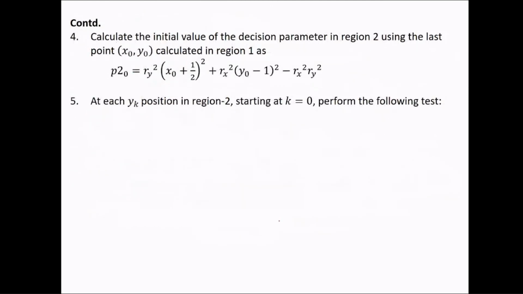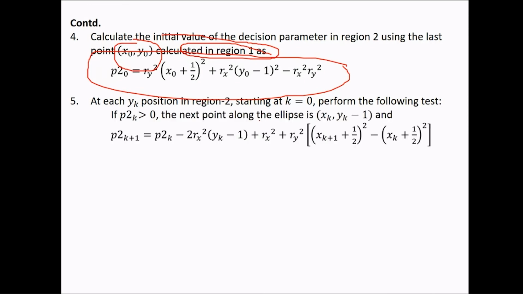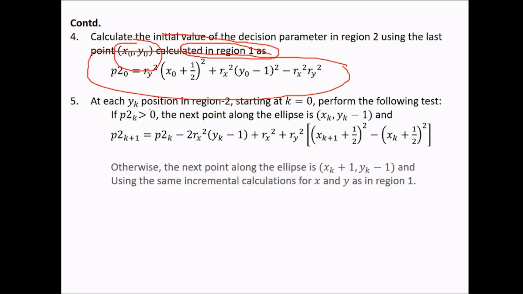Now calculate the initial value of the decision parameter in region 2 using the last point x0, y0 calculated in region 1. You have to keep this in mind and consider this last point. Based on that, you give the same values to the decision parameter equation of region 2. Now we are in region 2, so you again get the initial decision parameter, and out of that you decide whether it is greater than 0 or not.